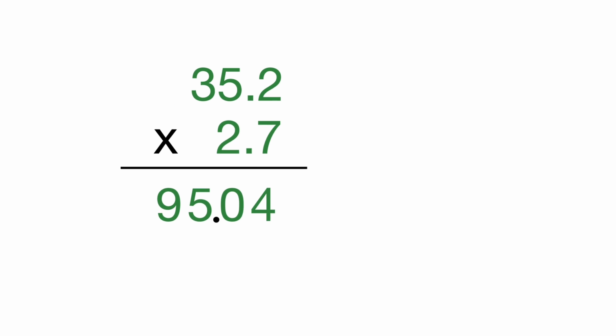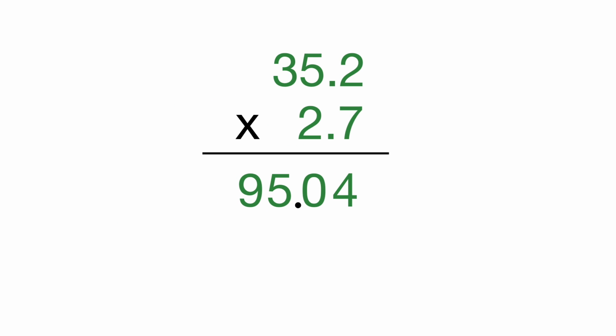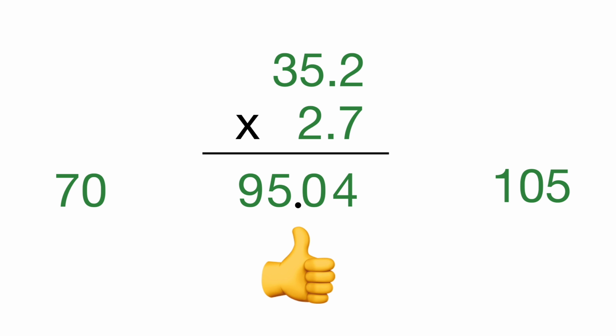95.04. So let's move everything front and center now and just make sure everything checks out. And it looks like it does because remember our range was between 70 and 105, and 95.04 makes sense right in between those two. So everything checks out. We are all good. And now let's recap what we learned in this video.